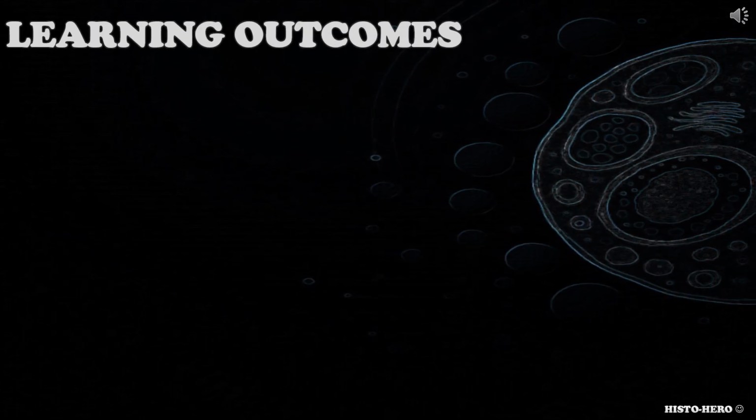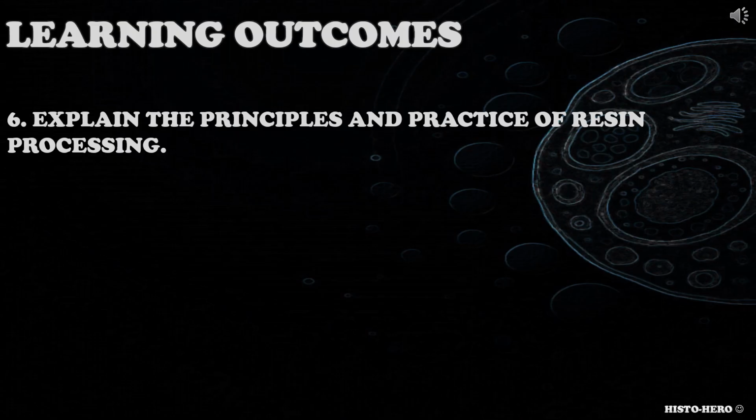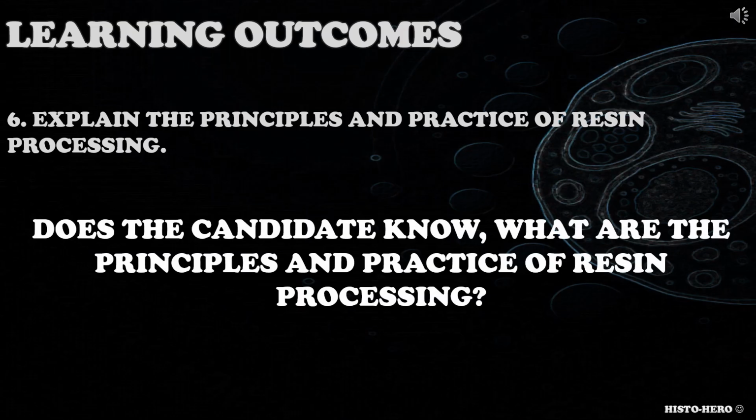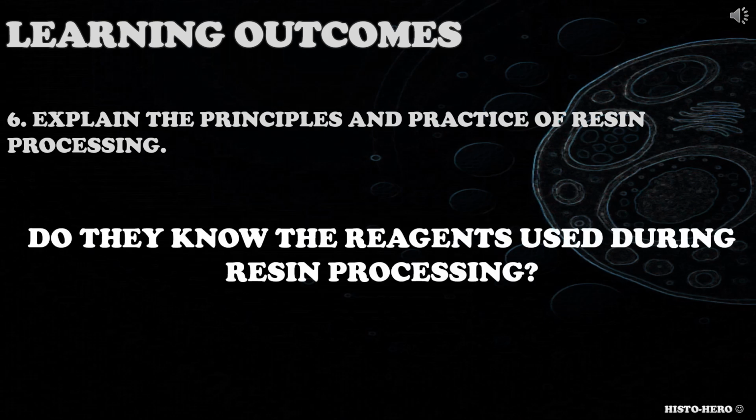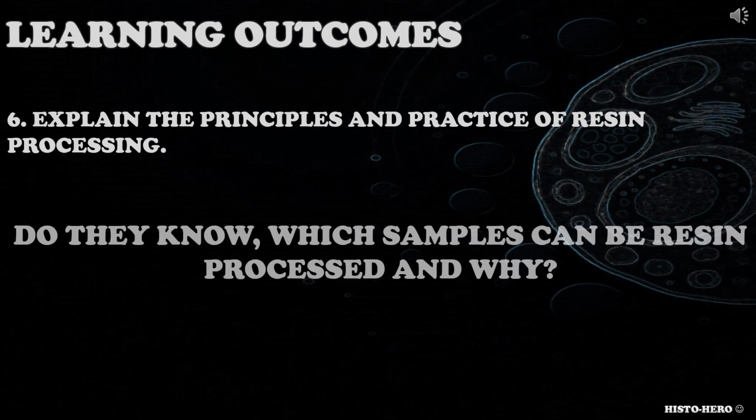The sixth learning outcome is, explain the principles and practice of resin processing. Candidate needs to explain resin processing. Does the candidate know what are the principles and practice of resin processing? Do they know the steps involved during resin processing? Do they know the reagents used during resin processing? Do they know which samples can be resin processed and why?